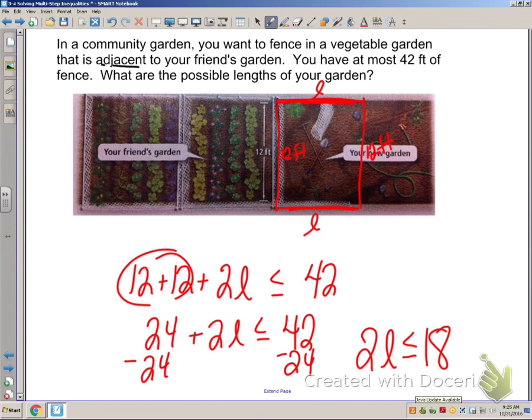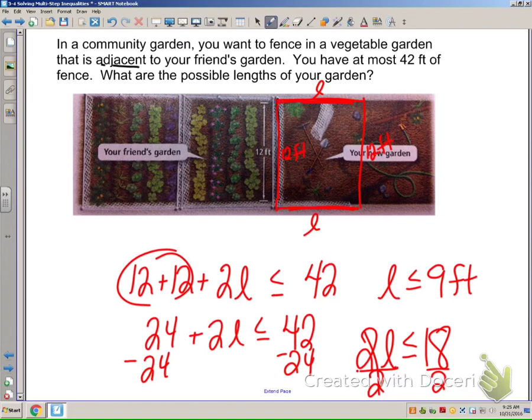Okay, so we're still trying to find the length. So I'm going to divide both sides by 2. 2 divided by 2 we know is 1. 1 times L is L. So my length must be less than or equal to 9 feet.